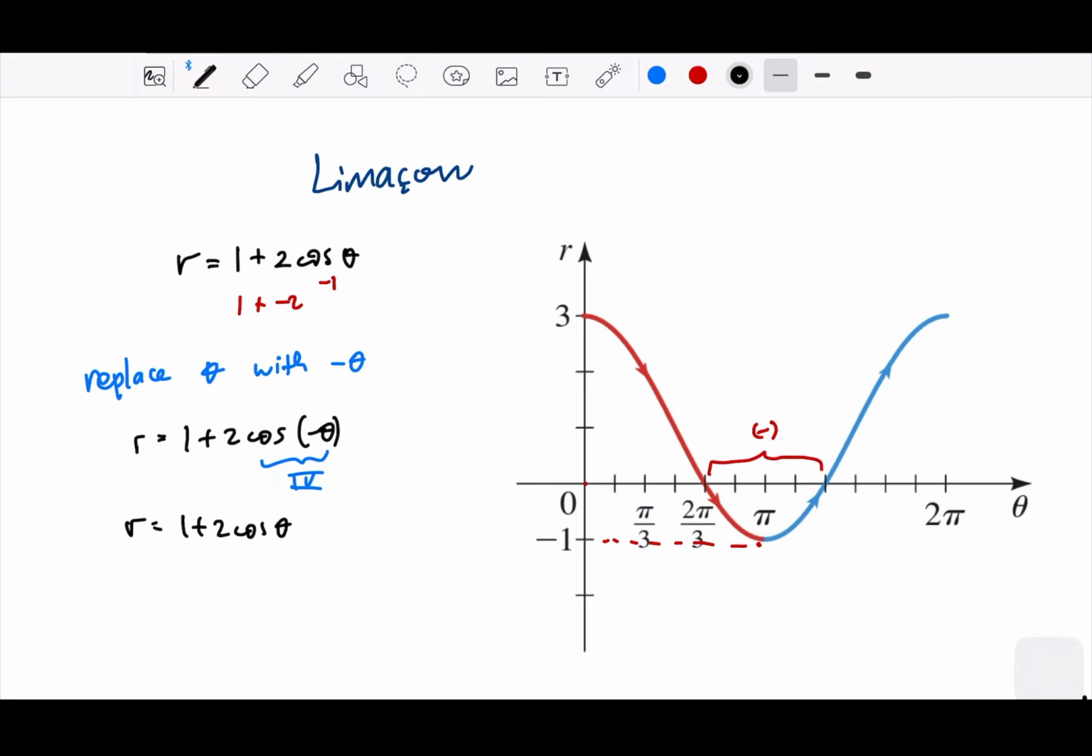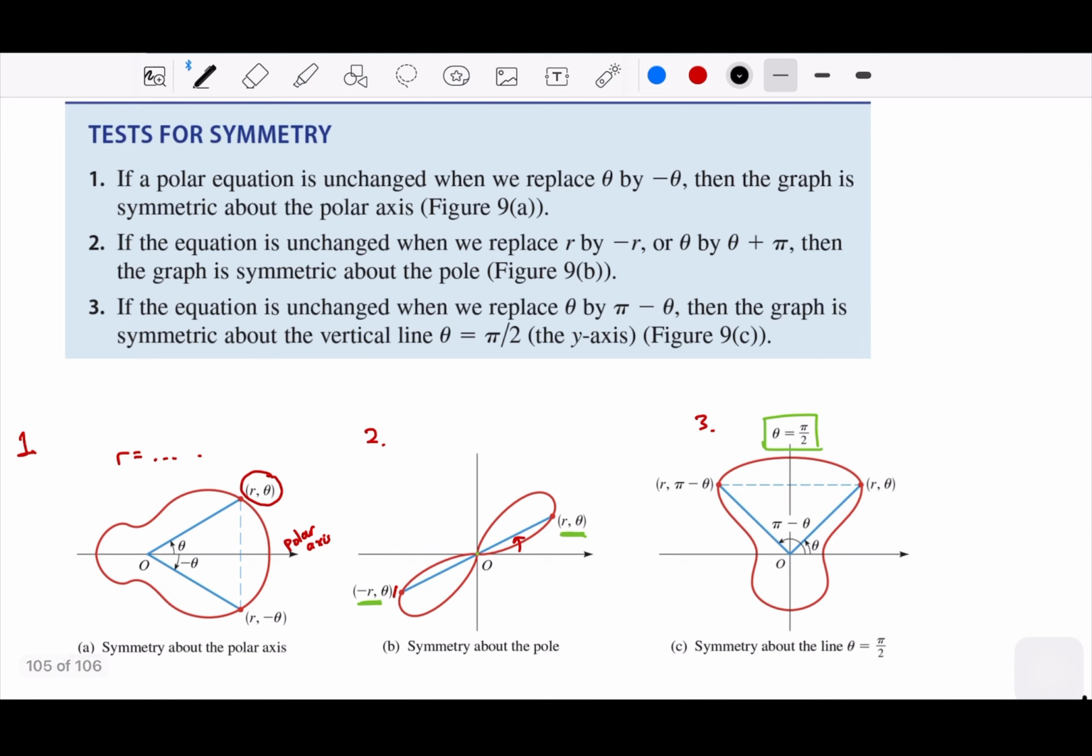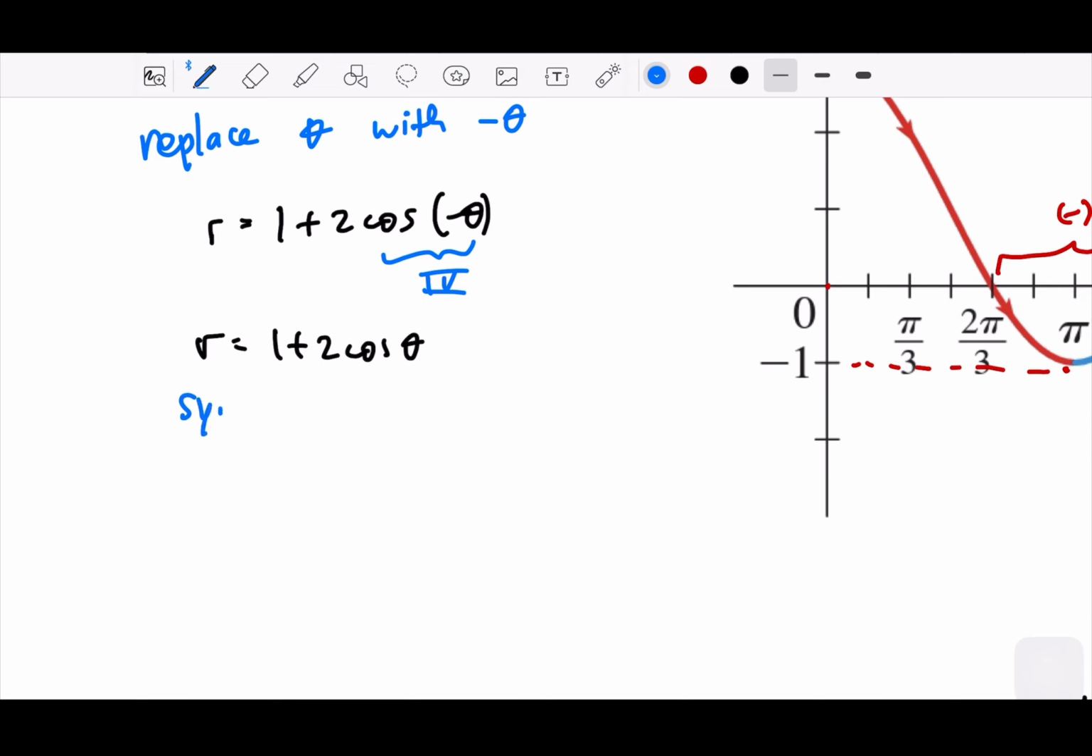So there's an unchanged situation, like we did in the symmetry test, and then we have symmetry about the polar axis. So we say that this will be symmetry about the polar axis.